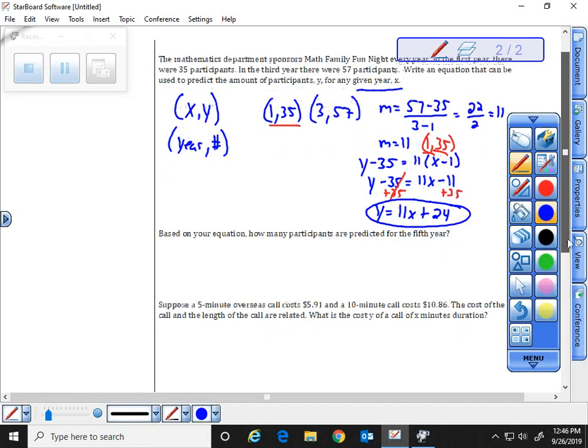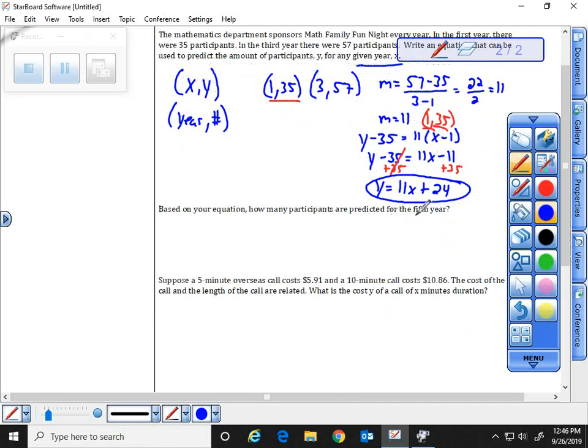That should work. Based on the equation, figure out the 5th year. So it'll be y equals 11 times the year, 5 of them, plus 24. So y will equal 79 participants.